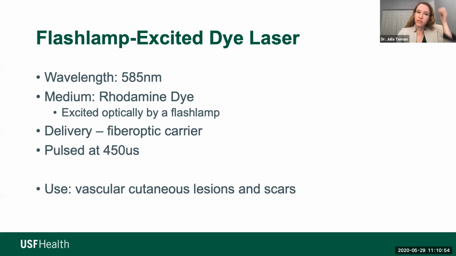This brings us into our Flashlamp-Excited Dye Lasers. They have a wavelength of 585 nanometers, which lines up with the peak absorption of oxyhemoglobin specifically. And at this wavelength, there's less absorption by other chromophores, such as melanin, and there's also less scatter in the dermis and epidermis. Its medium is a rhodium dye, and it's excited optically by a flash lamp.